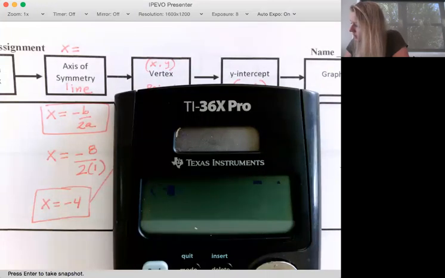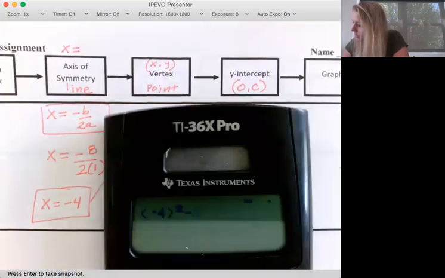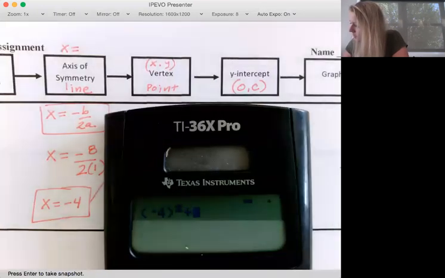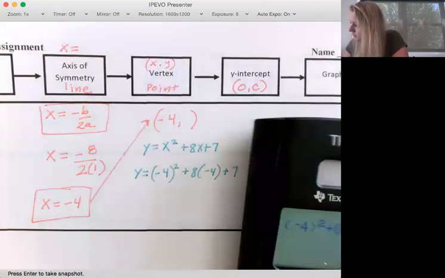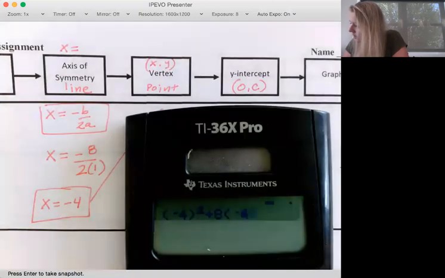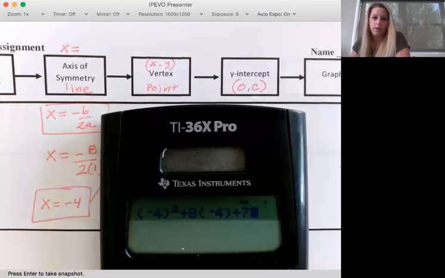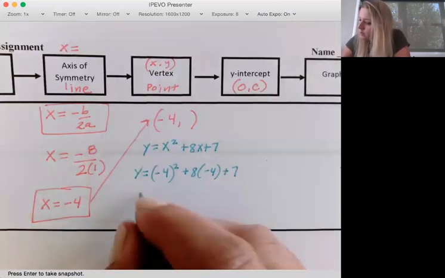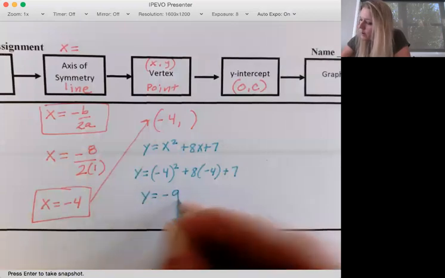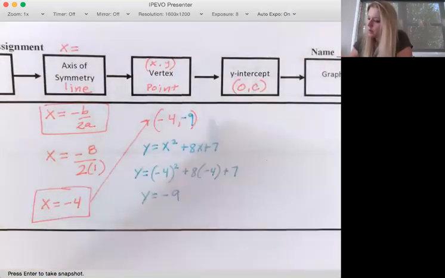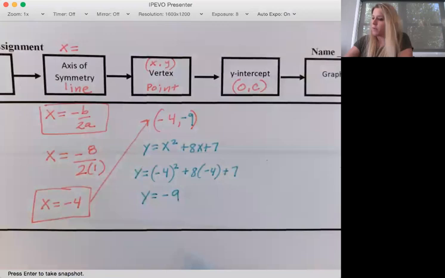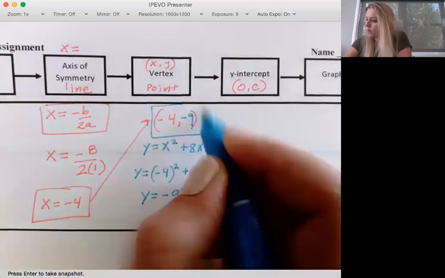Parentheses, negative 4 squared, plus 8 times negative 4, and then a plus 7. And I'm going to get a negative 9. So y equals negative 9. Okay, so my vertex is negative 4, negative 9.